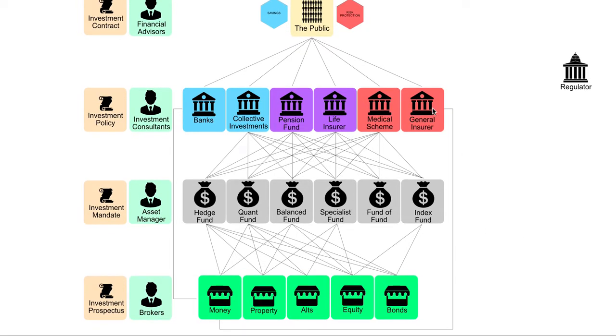An interesting thing to point out is your general insurers and your banks, because they're quite short term, are going to be putting a lot of their money directly into the money market. Whereas your other funds, who help other institutional investors who have more longer term liabilities, are going to invest in longer term assets such as bonds, equities, properties.